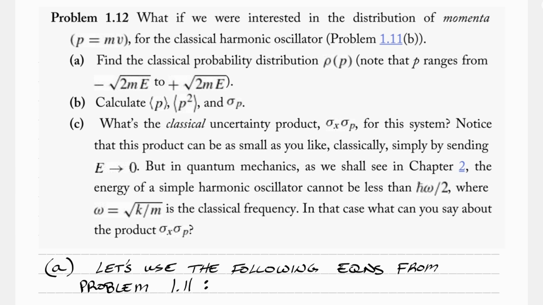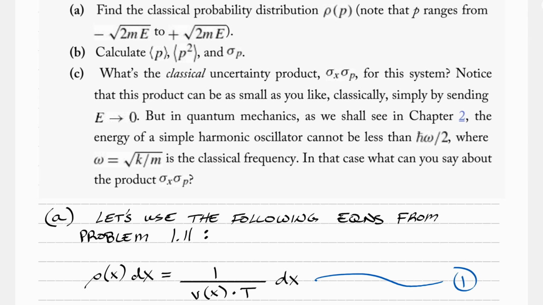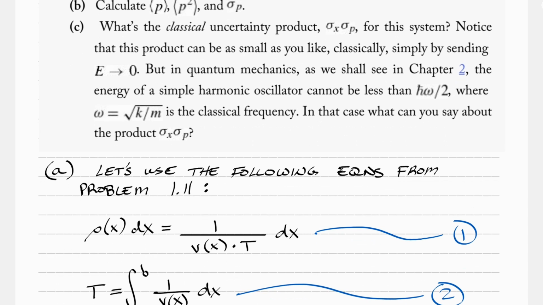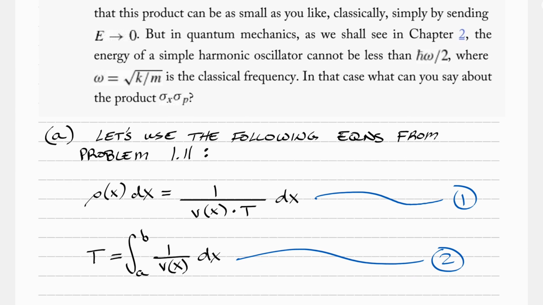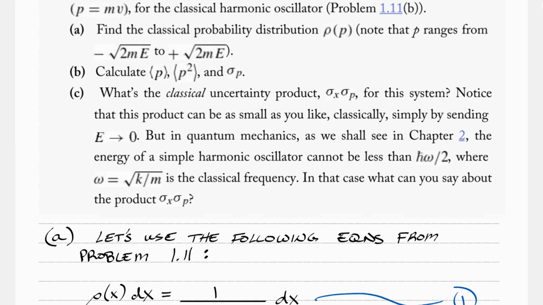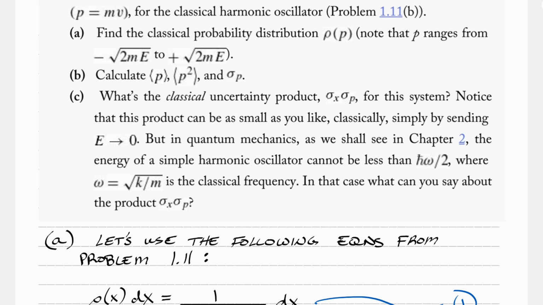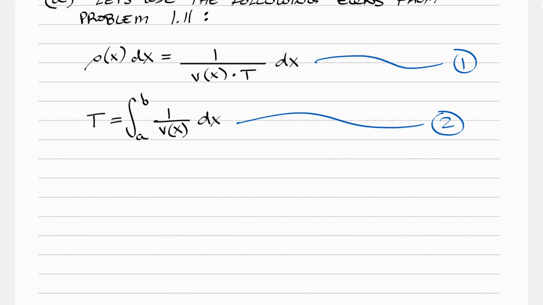For part A, we look at the classical probability distribution rho as a function of p, the momenta. We're going to calculate in part B the expectation values of p, p squared, and also use those to find sigma p. And then in part C, we are looking at the uncertainty product sigma x sigma p. We already got sigma x from problem 1.11, so we'll just go from there. And then there's a little bit of analysis that we'll talk about at the end.